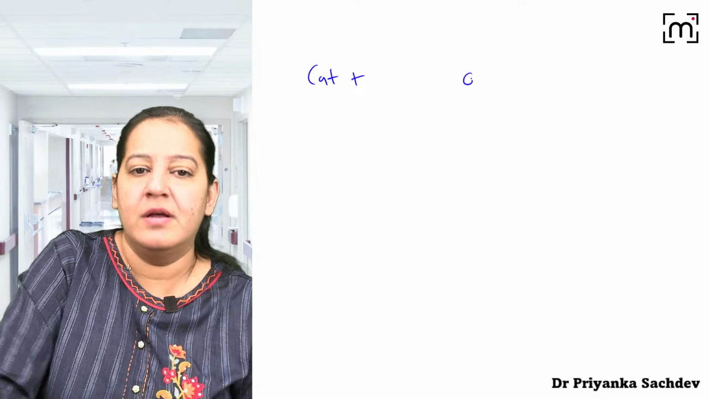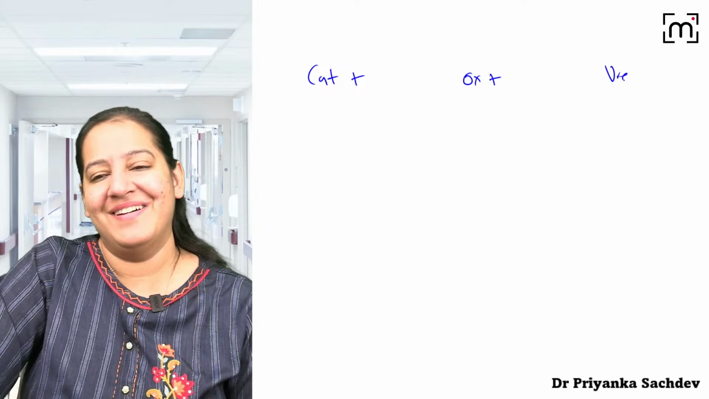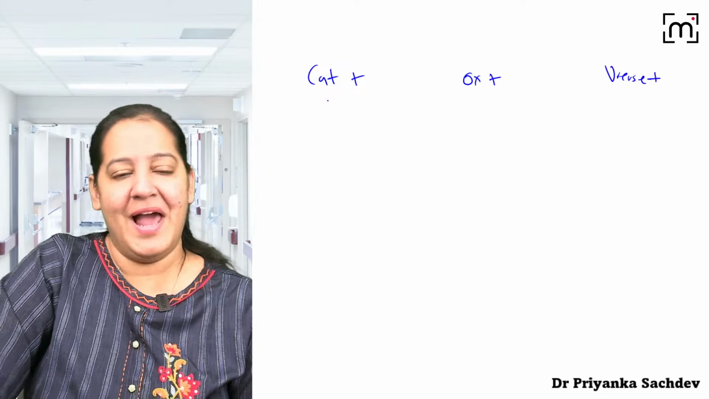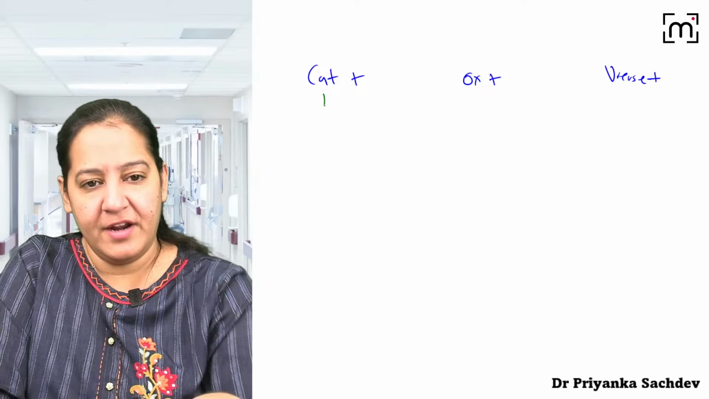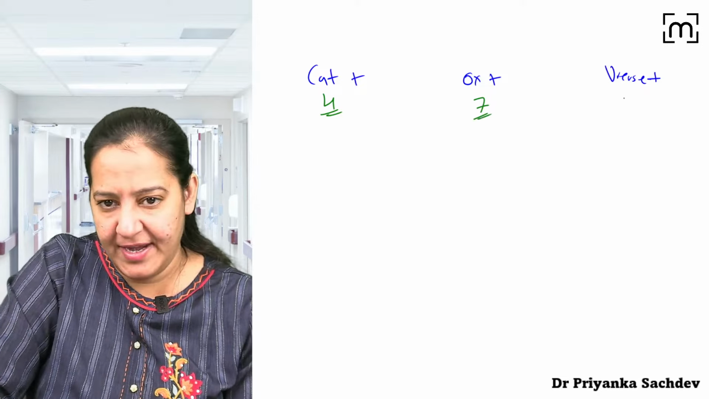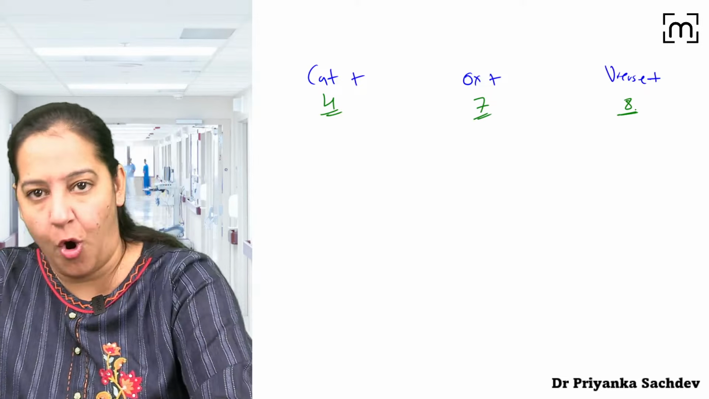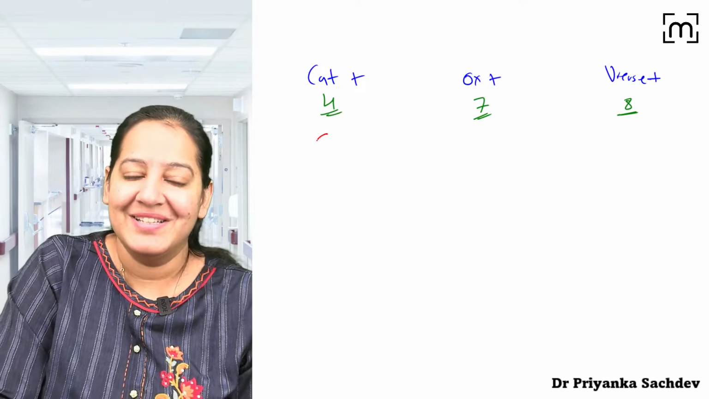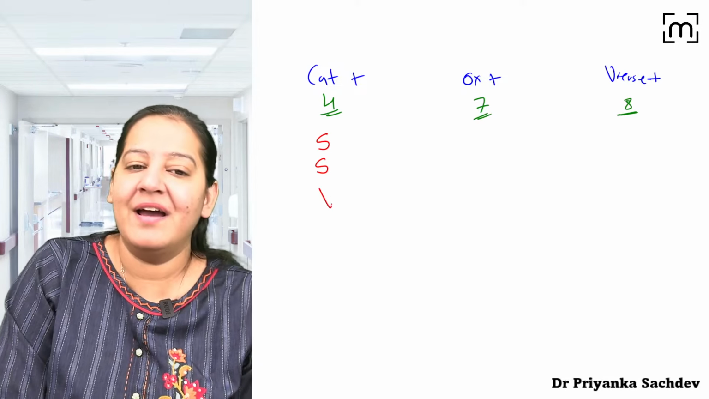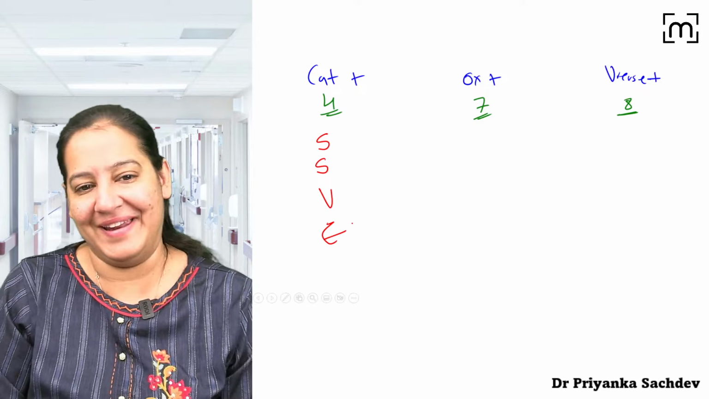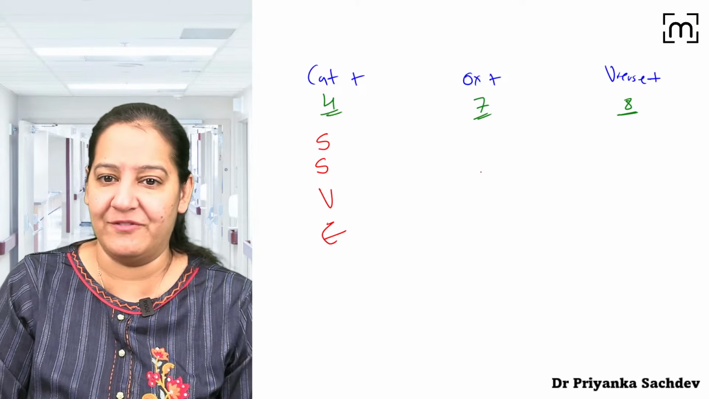Catalase positive, oxidase positive and urease positive. Can you help me? There are 4, they are 7 and they are 8. Anyone among the audience? Please try. So yes, very good. Manisha, it's SSVE. Very good. It's SSVE, right? Try to see the full form.